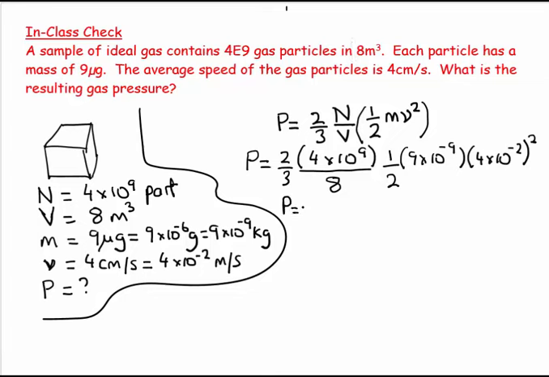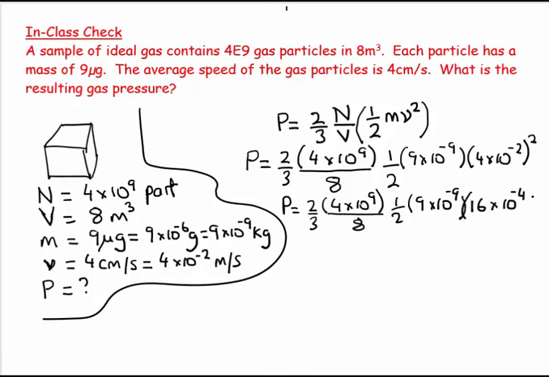So P is equal to 2/3. 4 times 10 to the 9 over 8, and then 1/2, and then 9 times 10 to the minus 9, and then we're going to do this bit. Well, to square it, the 4 goes to 16, and this goes to times 10 to the minus 4. And the rest is calculator work, isn't it?